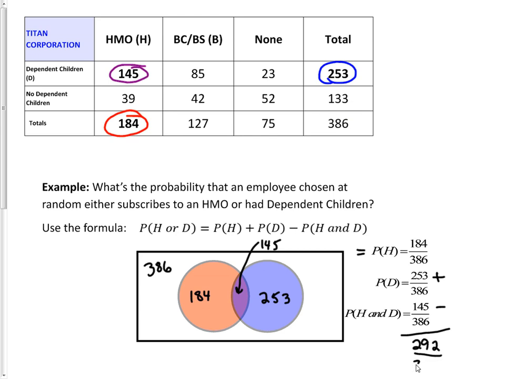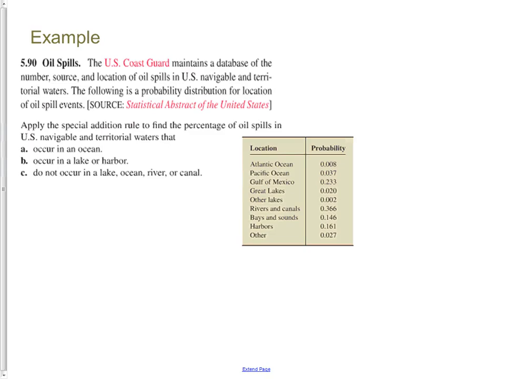employees out of 386 who have either an HMO or dependent children, right? So this overlapping rule, it kind of makes sense. We can't count this group right here twice because that would mean that we would end up with more, right? So you have to be very careful with this rule.